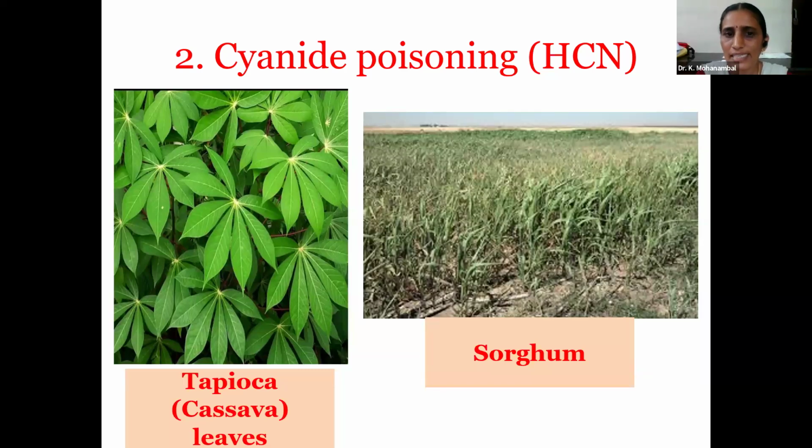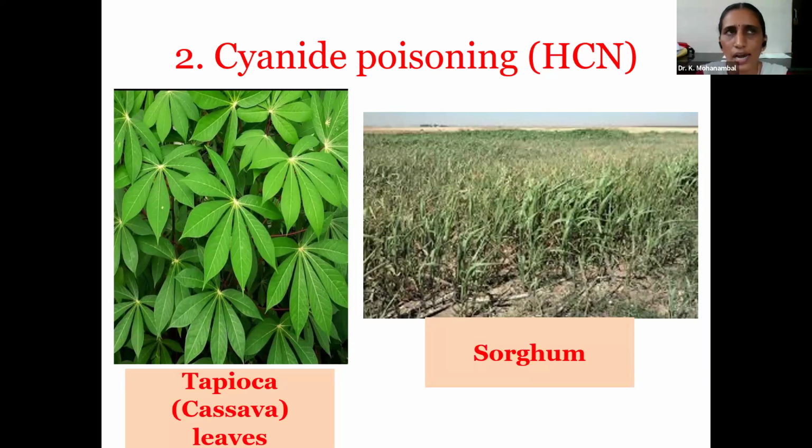When the plant is very dry or in drought condition, the cyanogenic glycoside levels will be higher in that plant. When those plants are fed to the animal, it will be intoxicated because of the cyanide present in the plant. Tapioca is concerned, raw leaves of tapioca are poisonous, so we need to process them before feeding to the animal.